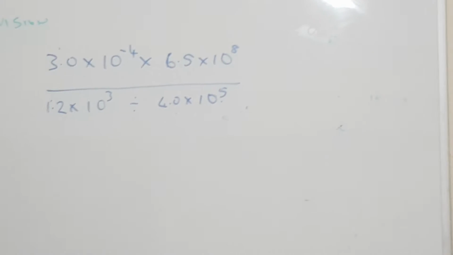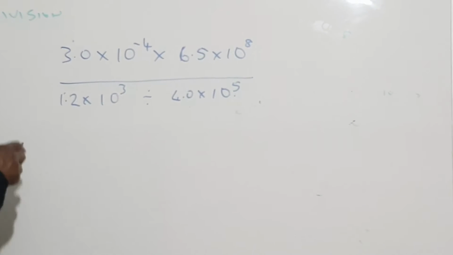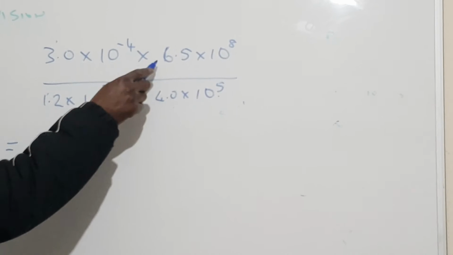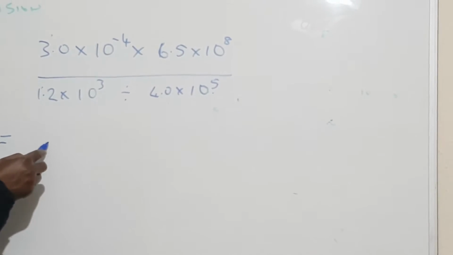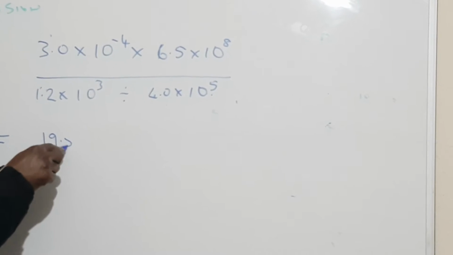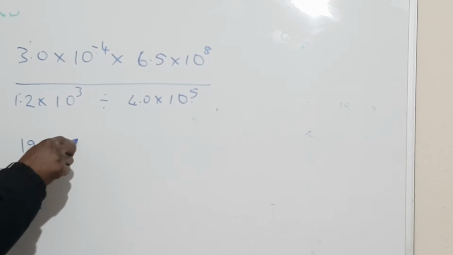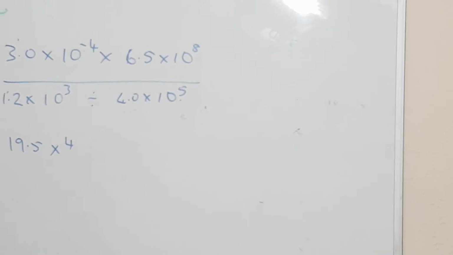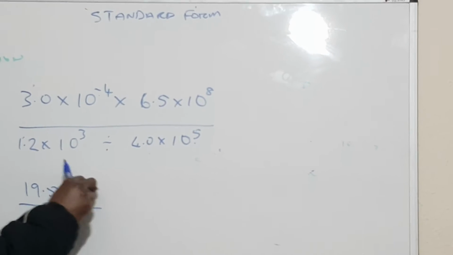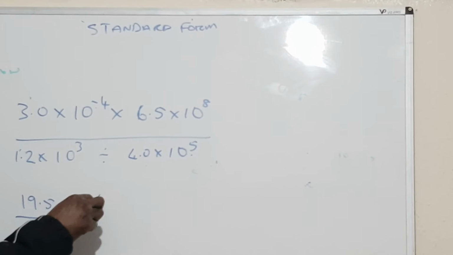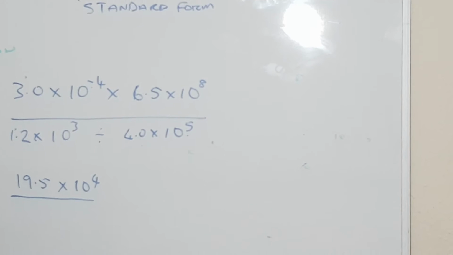At the top, we sort out the top first, and then we sort out the bottom. Now, when we sort out the top, 3 times 6.5 is what? It's 19.5. When you multiply, you add, so minus 4 plus 8 is 4. We sort out the bottom, 10 to the power 4. But in standard form, that is 1.95 times 10 to the power 5. Yes, but let's sort it out first like this.